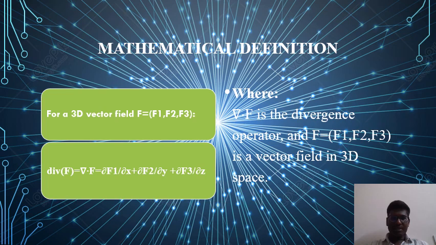Let us see its mathematical definition. For a 3D vector field function F equals F1, F2, F3, the divergence of F, which is also represented as del dot F, is equal to ∂F1/∂x plus ∂F2/∂y plus ∂F3/∂z, where del dot F is the divergence operator and the function F equals F1, F2, F3 is the vector field in 3D space.